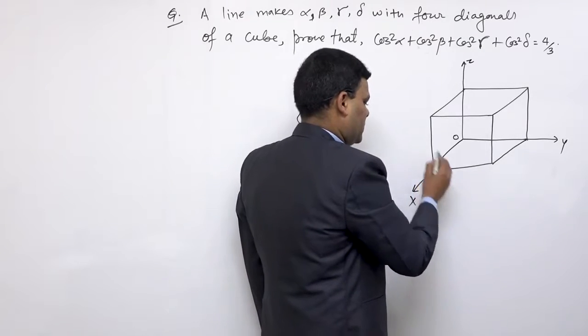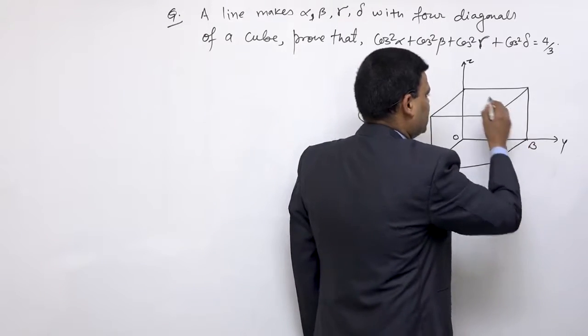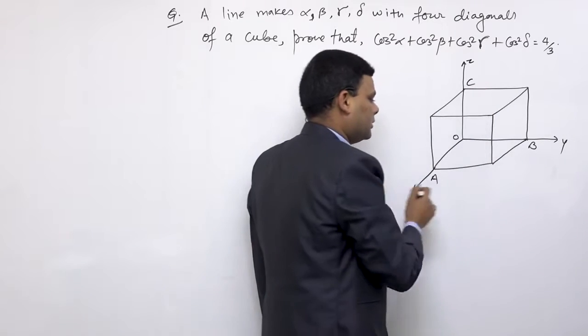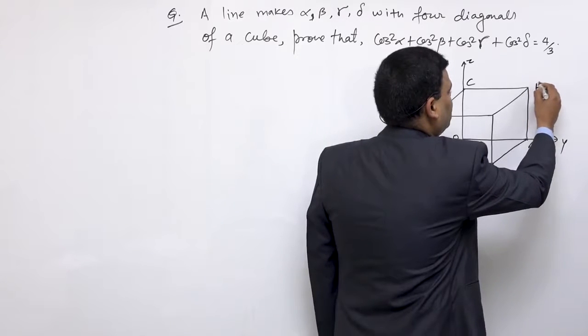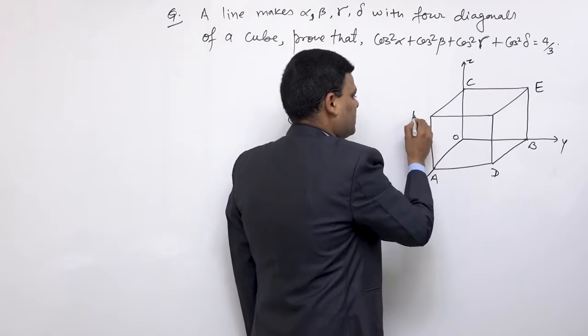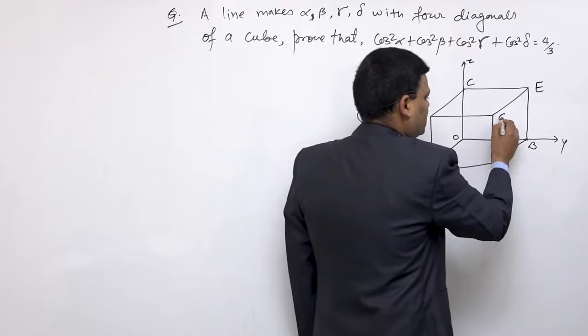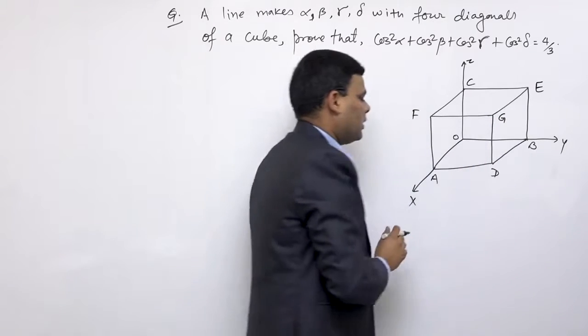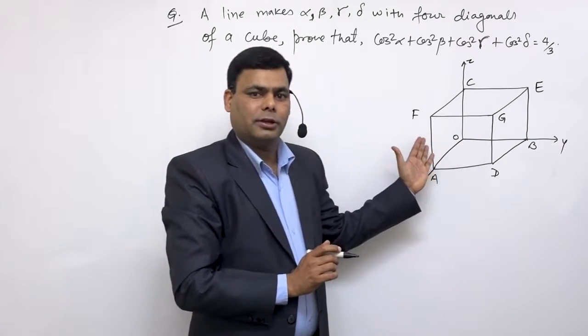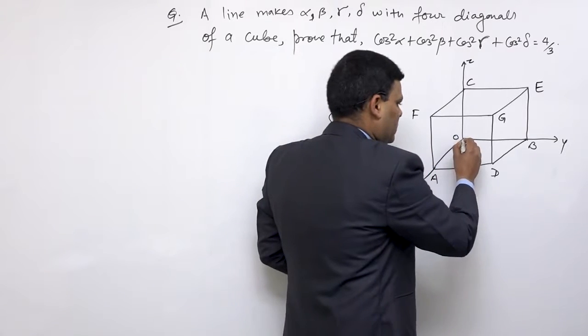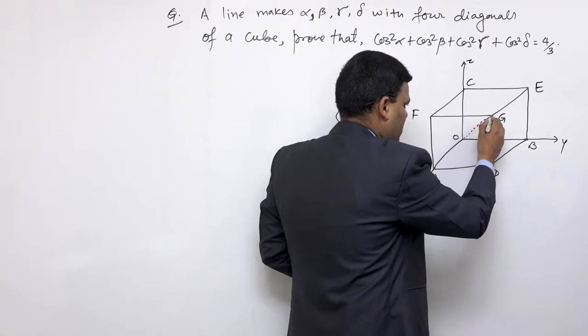Suppose that the cube meets the x axis at A, y axis at B and z axis at C. Let this point be D and this be E and this be F and this be G. Now there are four diagonals in a cube, which can be shown in this way.